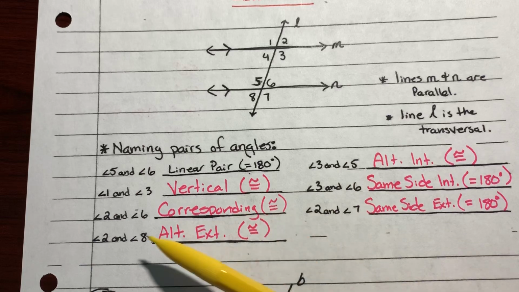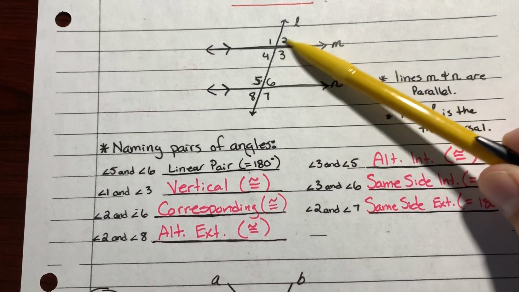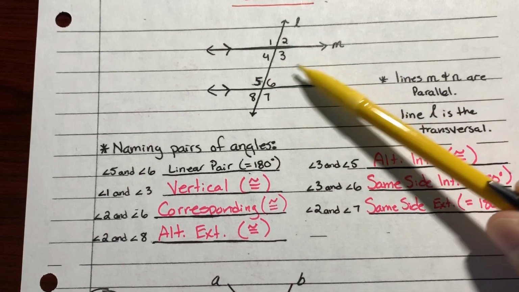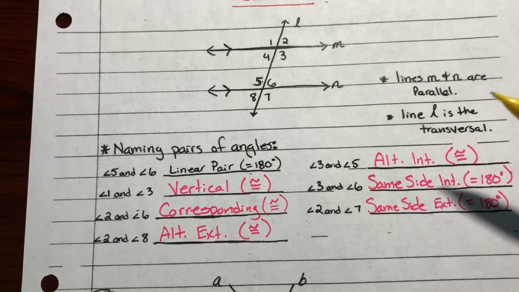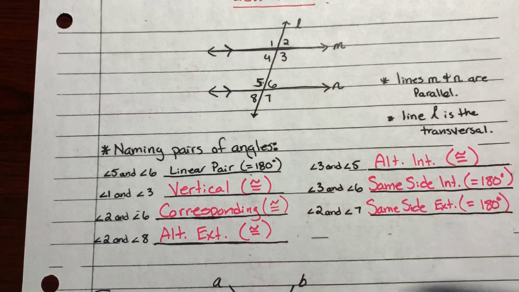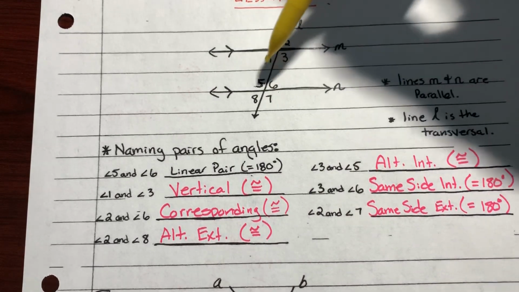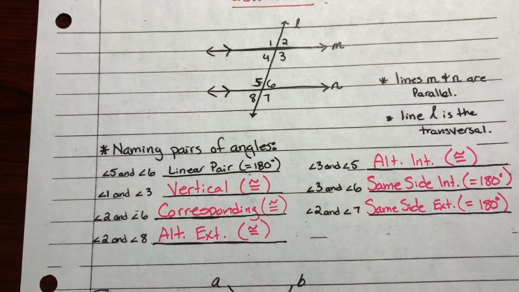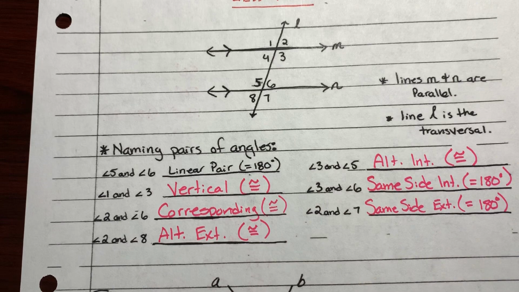Corresponding angles, okay, angle 2 and angle 6. So angle 2, it's facing up and to the right. Angle 6 also facing up and to the right. Those are corresponding angles. Another pair of corresponding angles, you'd have angle 1 and angle 5, or if they're facing down, angle 3 and angle 7, angle 4 and angle 8. Those are all corresponding. Those are also congruent because they look the same.